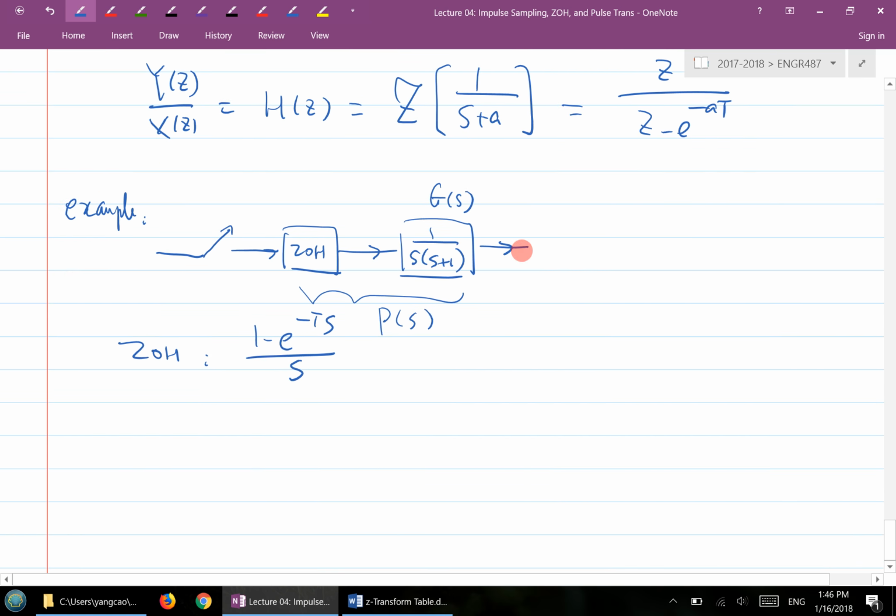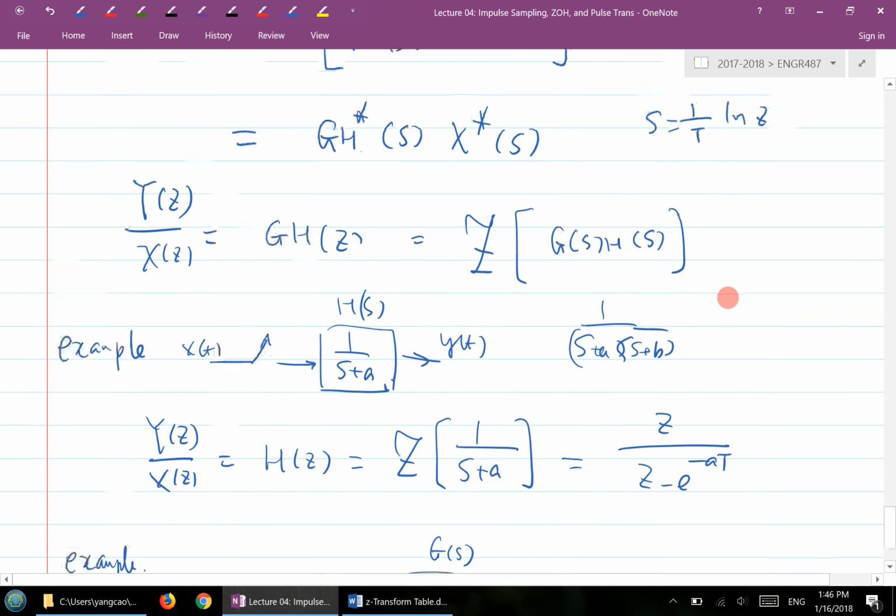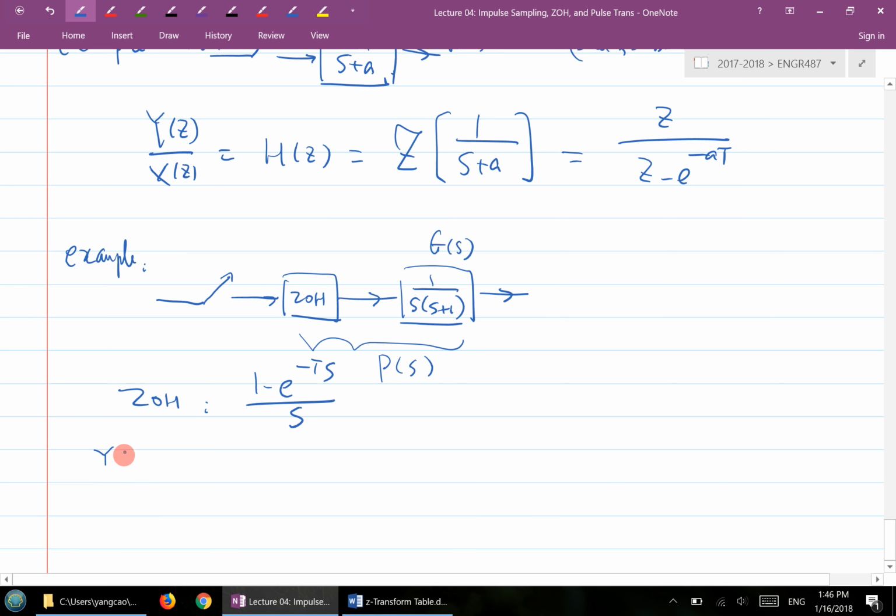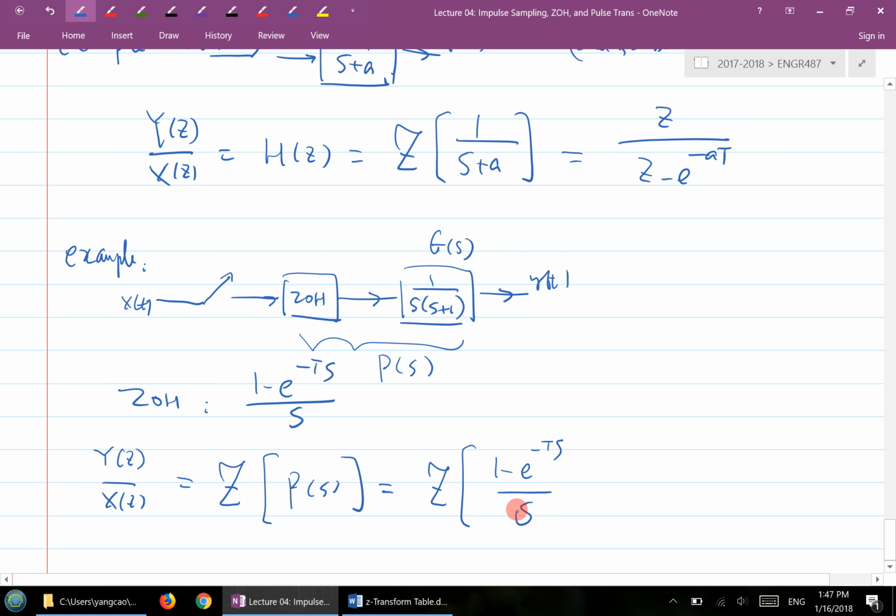So now, as we derived, your pulse transfer function is equal to Z of, because all together we call it P, so P of S. Basically it's equal to the Z transform of this P of S. And the Z transform of P of S, in this case, is the zero order hold times G of S.